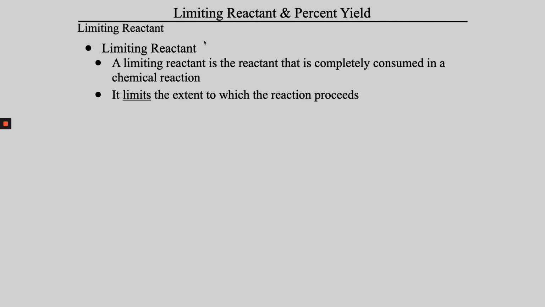So, limiting reactant. The thing that runs out, the thing that limits the extent to which a reaction can take place. So guys, let me show you a simple example, and you'll never be wanting for understanding. So guys, what I'm going to do is I'm going to light this match on fire. And obviously that starts a reaction between the paper and the oxygen in the air. Guys, the question becomes, what then happens over time?